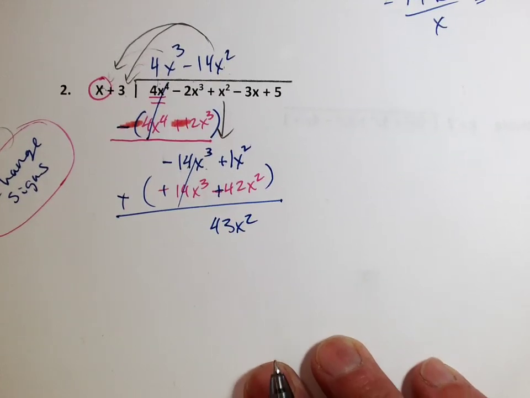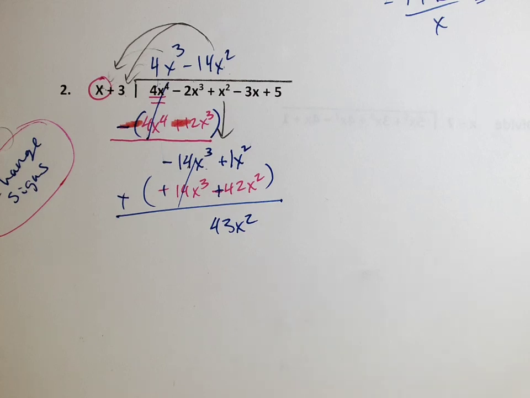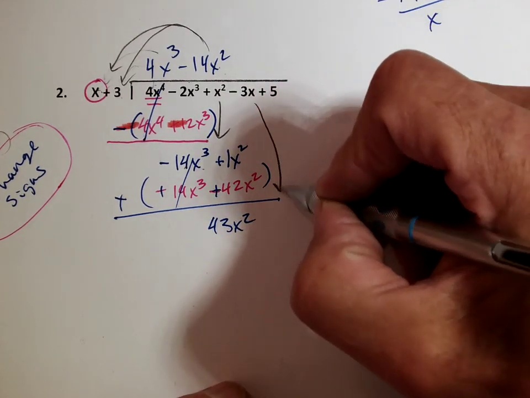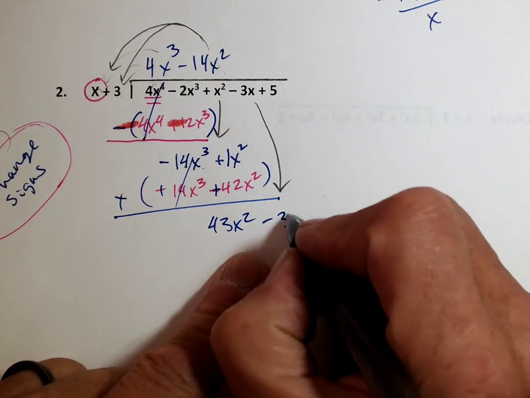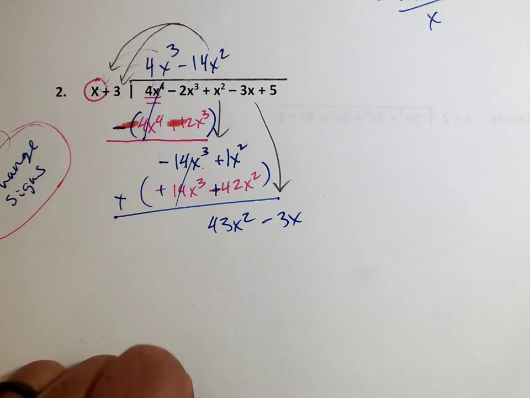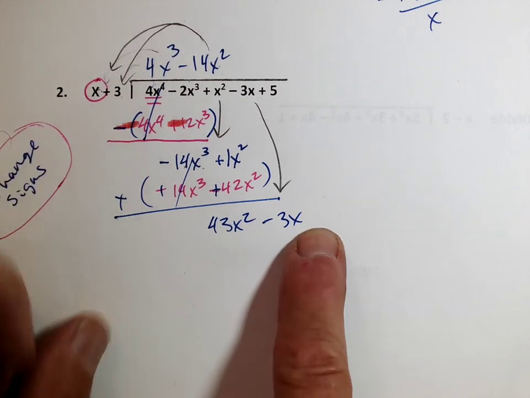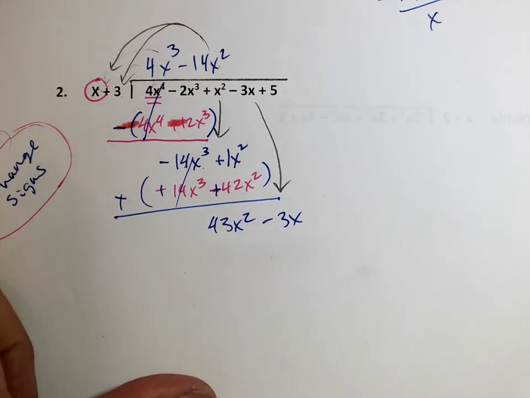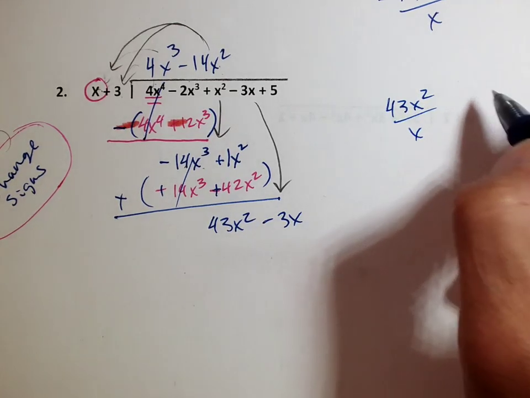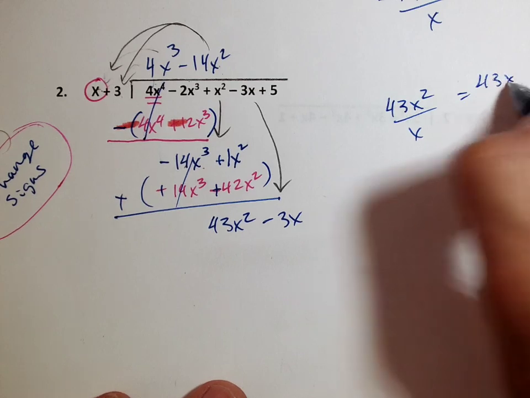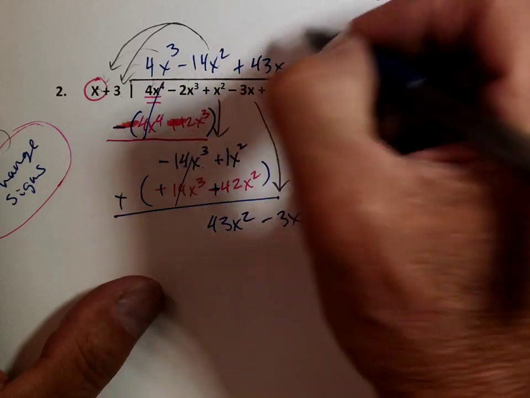So then, what's the next step? Bring down the next term, right? So I'm going to bring down my negative 3x. Okay? And now let's keep going. I'm going to divide 43x squared by x. What is 43x squared divided by x? It's just 43x. Very good. That's right, Isaac. So then I'm going to get a positive 43x, all right?